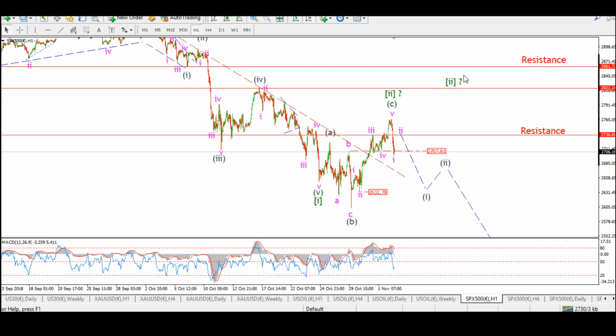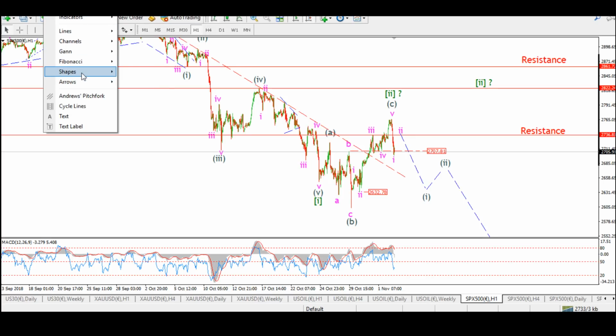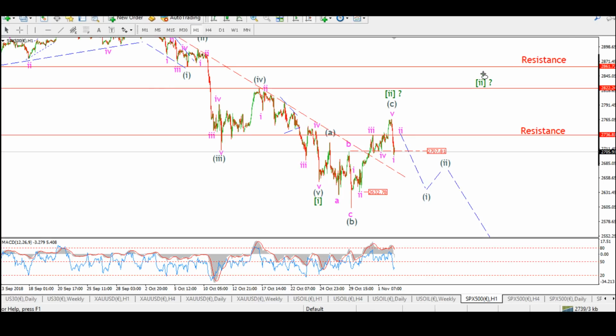And again, the alternate count. You can tell that this video is not edited, and I'm not doing a voiceover afterwards, as I'm doing this on the fly. Okay, so the alternate would be, again, just like the Dow, a zigzag pattern. So you've got 5 waves up, 3 waves down, and 5 waves up. We'll see. Like I said, the 2600 level is key from here.